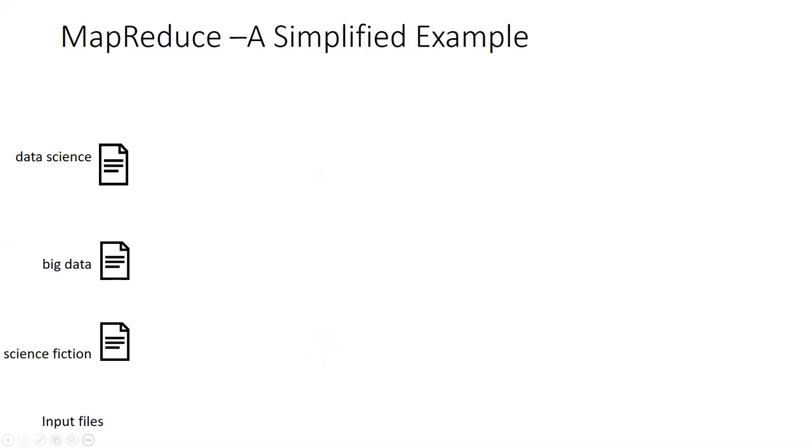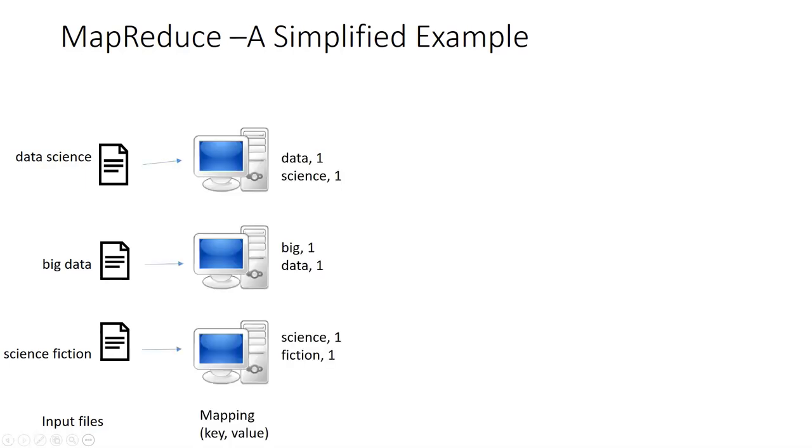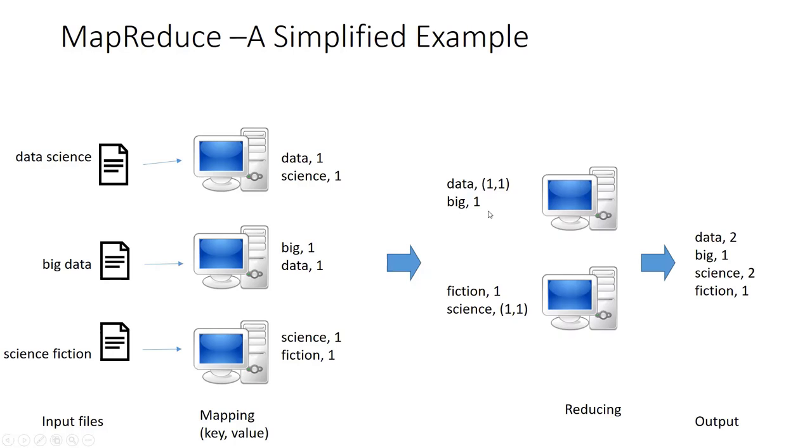Since we would like to parallelize the task, we pass each document to a separate machine, and on each machine we have a mapping function running. The map function will parse the data into key value pairs. Each word becomes a key and the value becomes one. All of these key value pairs are sorted and grouped before they get passed on to the reducing function. Because we have two occurrences of data, data becomes a key and the value becomes 1, 1. And because there's only one occurrence of big, big becomes a key and the value is one. This is passed to the reducing function, which aggregates the results before they get written to the output.